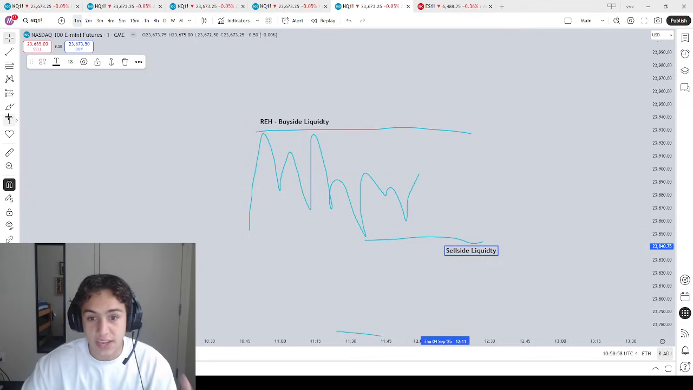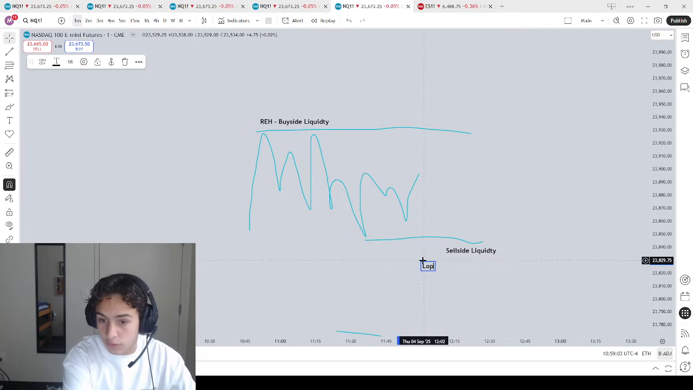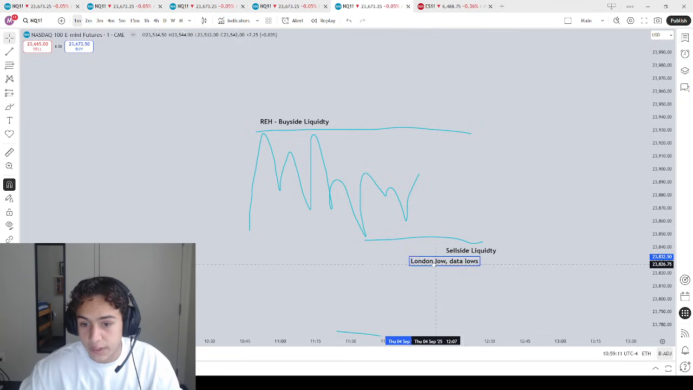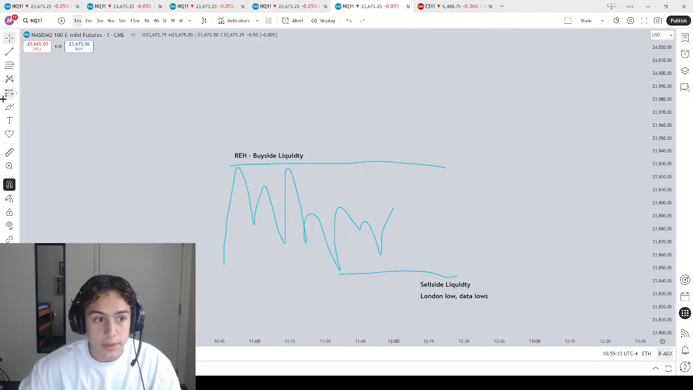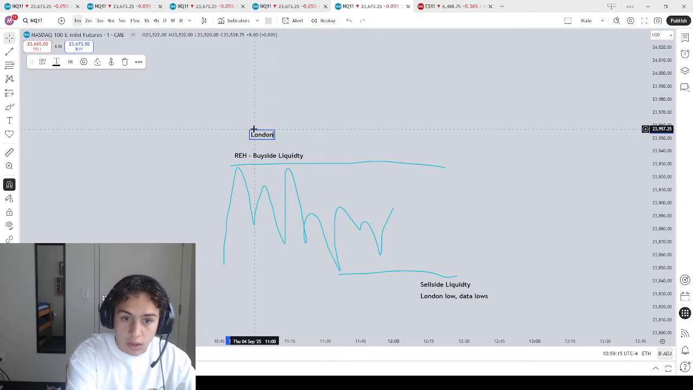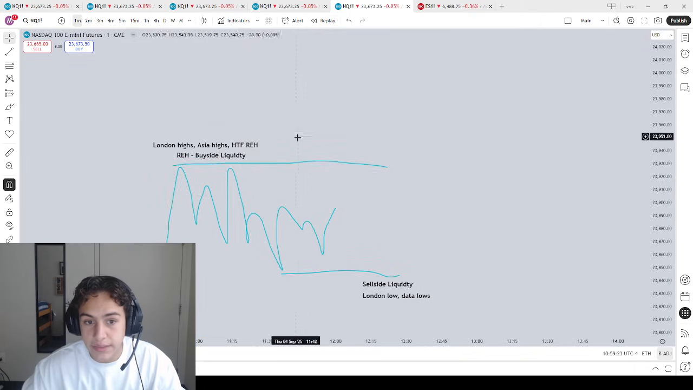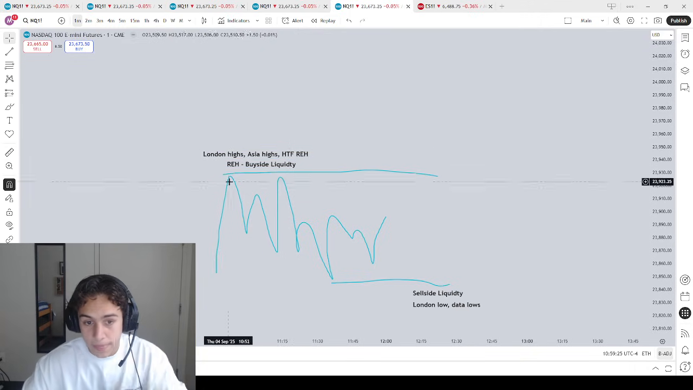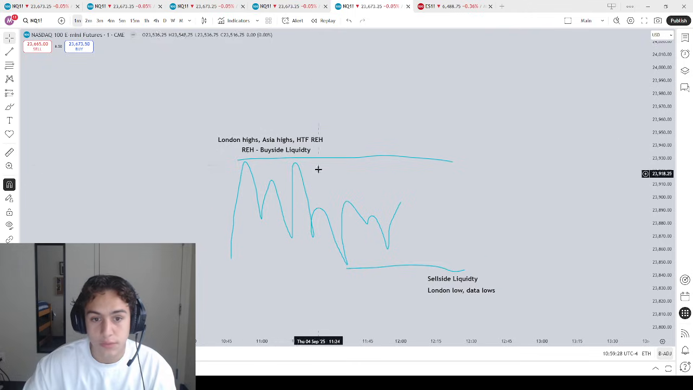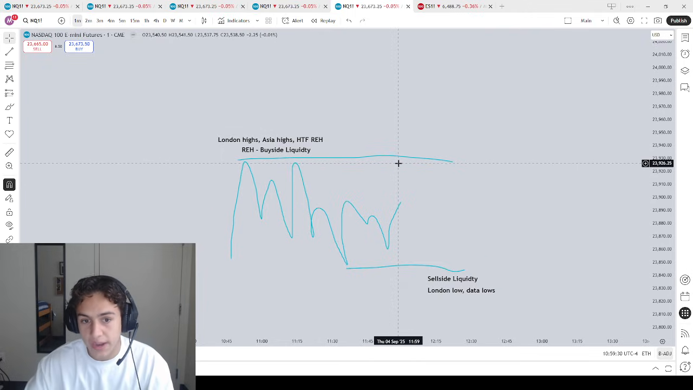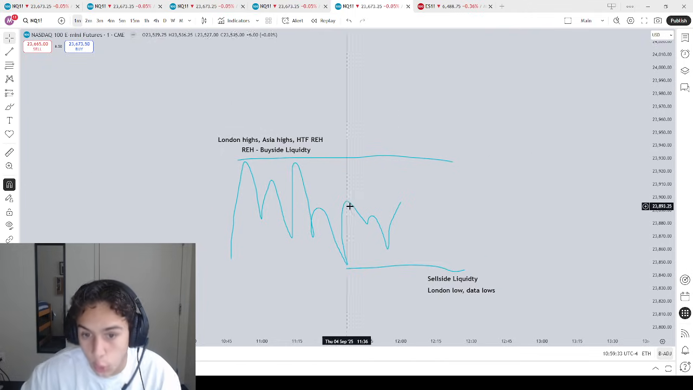And this could be a session high or low. Like, for example, this could be London lows, right? This could be London low. This could be data lows at 8:30. Whatever the case is, it's a very notable low. And these highs could be London highs, Asia highs, right? Just high time frame relative equal highs. So it could just be any high, session highs, data highs. And a big thing I learned watching ICT is relative equal levels want to be made jagged and they want to be taken out. So this would be a good strong draw on liquidity that I kind of know will be taken out.